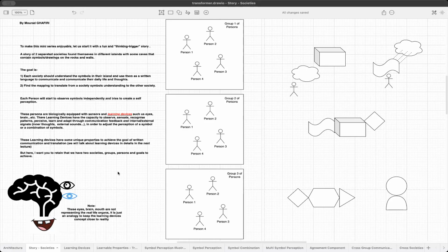One important note here, I will use this drawing of a brain and eyes and mouth to represent learning devices and to keep the analogies as close as possible to the natural way we learn things. So just keep in mind, they don't represent necessarily the reality of how the eyes and the brain work, but they are analogies that are close to our daily life.